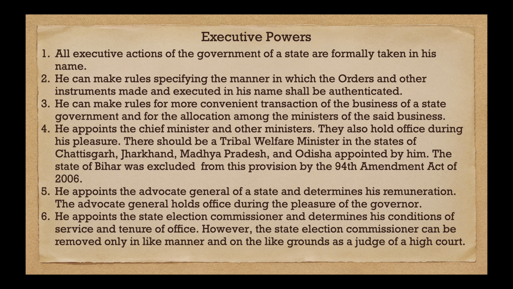4. He appoints the chief minister and other ministers. They also hold office during his pleasure. There should be a tribal welfare minister in the states of Chhattisgarh, Jharkhand, Madhya Pradesh, and Odisha appointed by him. The state of Bihar was excluded from this provision by the 94th Amendment Act of 2006. 5. He appoints the Advocate General of a state and determines his remuneration. The Advocate General holds office during the pleasure of the governor.